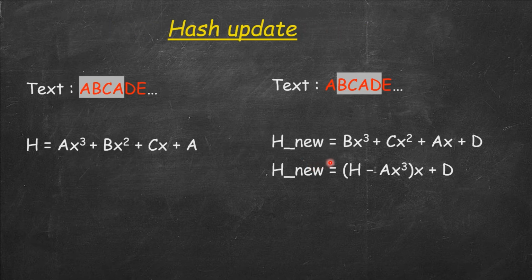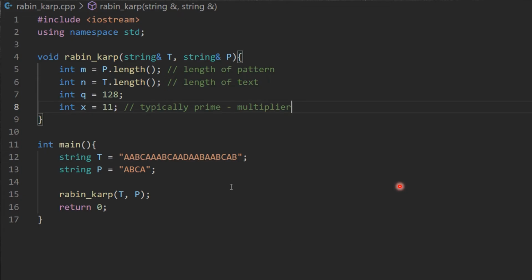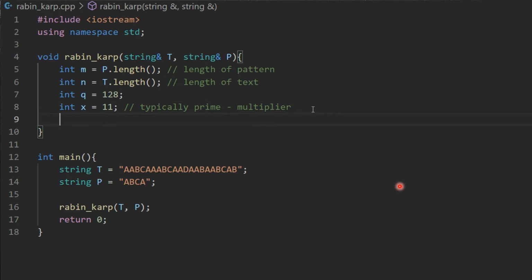Now what we did, we subtracted the first character multiplied by x raised to the power m minus 1, and then added d. So we need x raised to the power m minus 1, and we will always need that only, no other power of x whenever we are subtracting. So let's denote it by x underscore m. Actually it should be m minus 1, but let's say it's x underscore m.